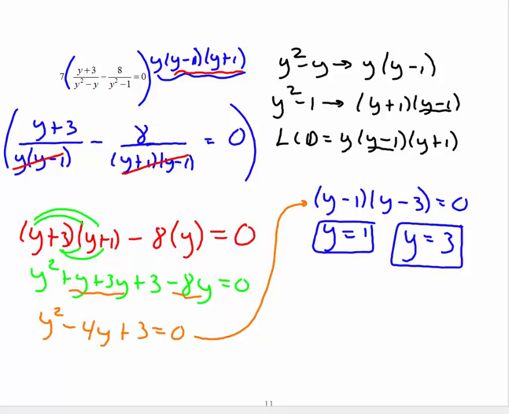Can I keep both answers? Well, let's check. Plugging in the 1 in the denominator, I get 1 squared is 1 minus 1. That's going to give me a 0. So y equaling 1 has to get thrown out. It's an extraneous solution. Does the 3 work? If I plug in a 3 in both of the denominators for y, it does work out, in the sense that it doesn't give me 0 in the denominator, so I can keep y equaling 3 as my answer.